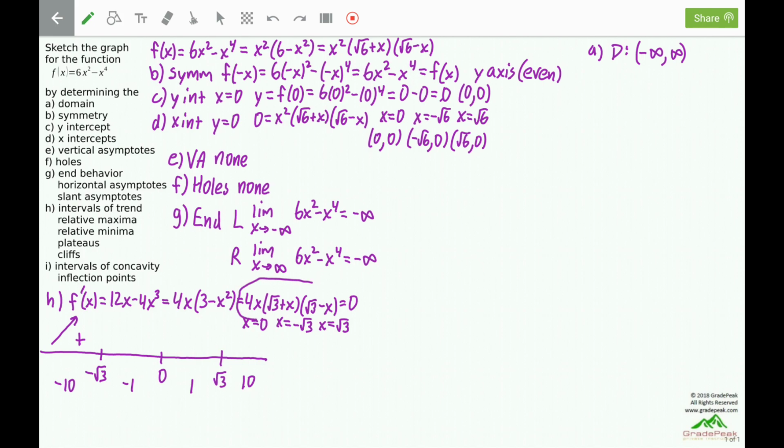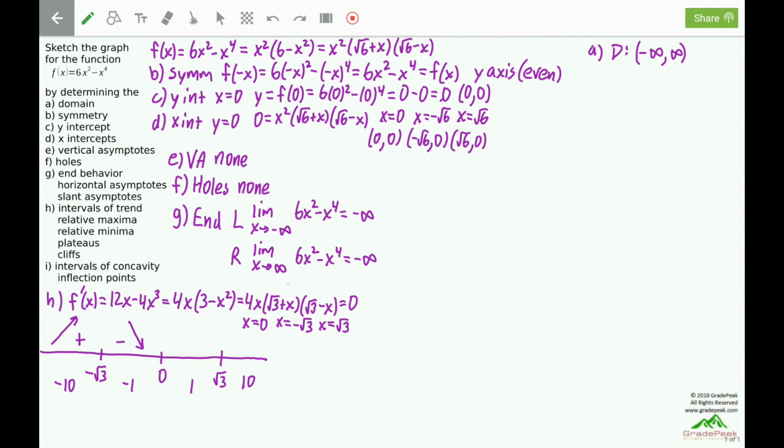We have a positive first derivative, which corresponds to an increasing trend. Plugging in the next test value of negative 1 into the fully factored version, 4 times negative 1 is a negative. Square root of 3 plus a negative 1 is a positive. Negative times positive is negative. Square root of 3 minus a negative 1 is the square root of 3 plus 1, which is a positive. We have a negative times a positive, which is a negative. A negative first derivative corresponds to a decreasing trend.